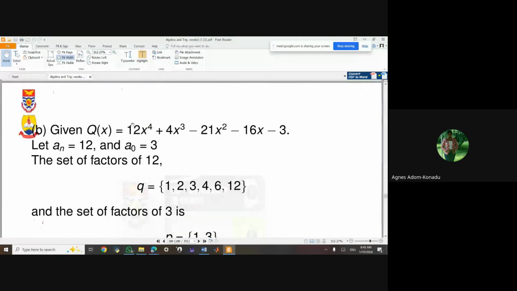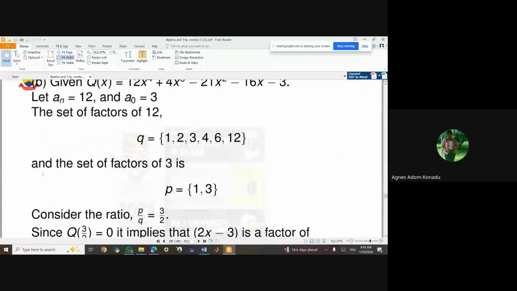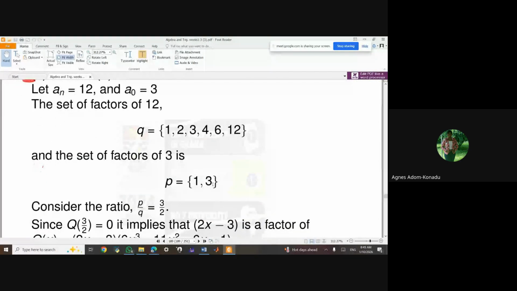So let's look at this example. Here, for my Q, I have to find the factors of 12. So I have 1, 2, 3, 4, 6, and 12. Then I take my P, I find the factors of 3, which is 1 and then 3. So I divide my P by Q. It says that P, Q in brackets should be greater than or equal to 0, equal to 1. So when I do that, I'm going to get P over Q to be 3 on 2.